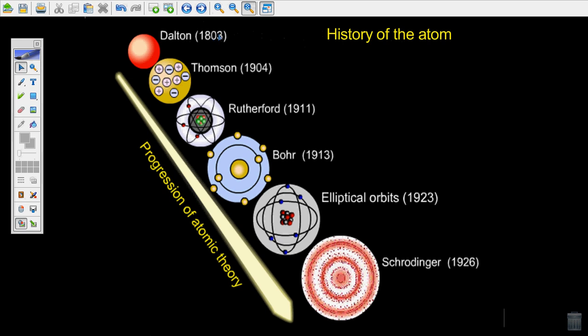Okay, so here we have the progression of the atomic theory, and this is basically the history of the atom and how the different models progressed based on the amount of technology available to the scientists at the time.